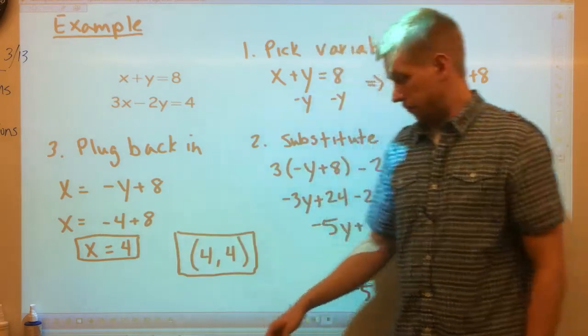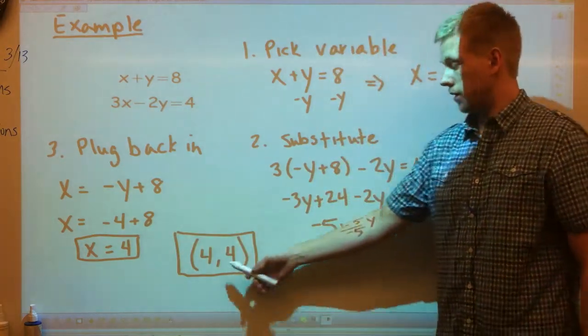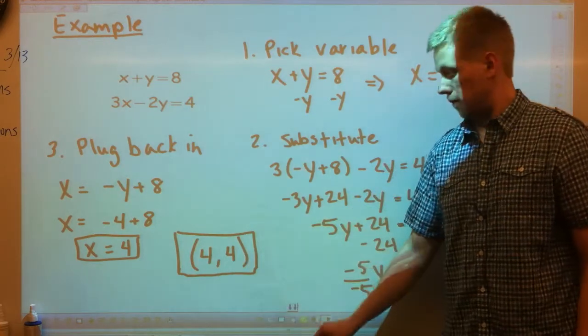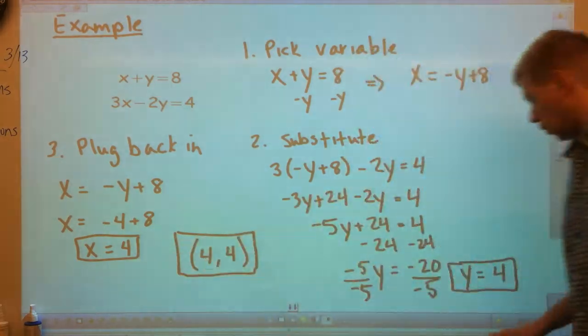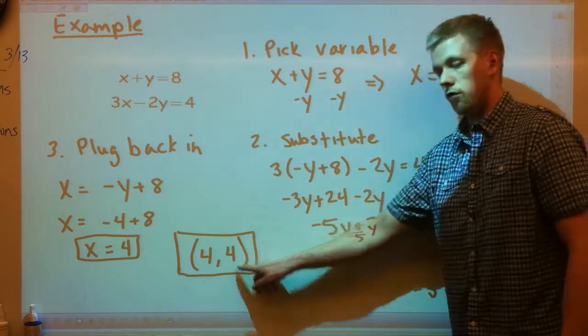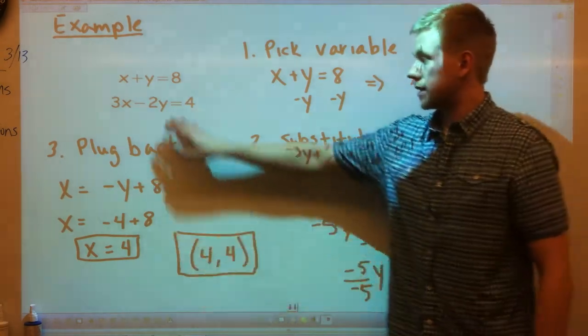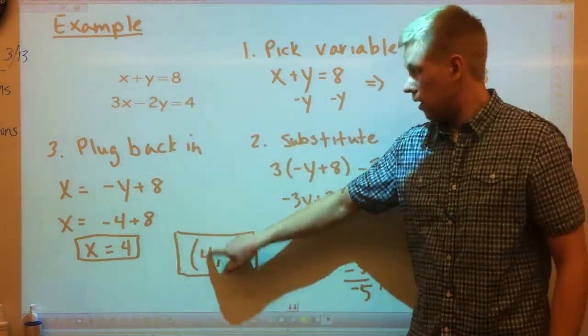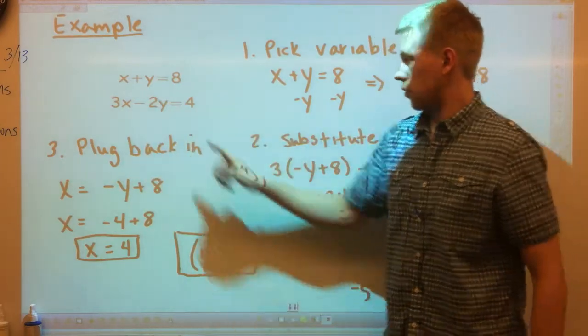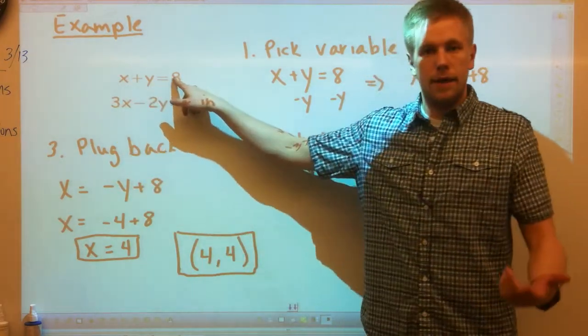So my answer is an ordered pair. It's a coordinate. It's 4, 4. My x was a 4, and the y value that I got was also a 4. So that is my answer to this system. And I can check it by plugging in, okay, x was 4, y was 4. 4 plus 4 is 8. Makes sense.